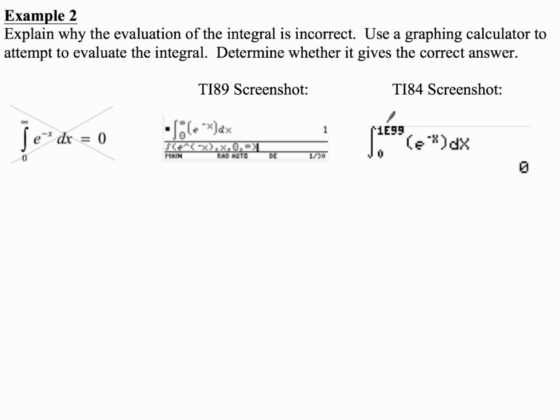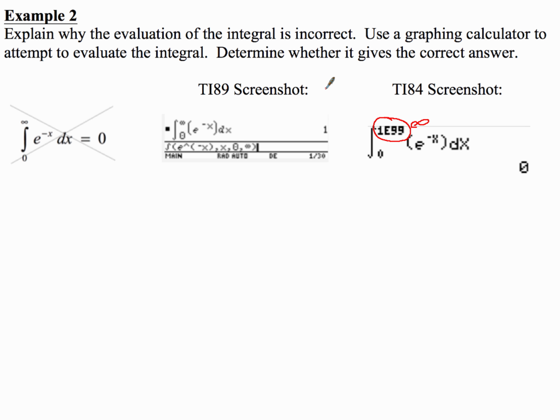But just going over this piece real quickly, here's a way on the TI-84 to write infinity, because there is no infinity button on the TI-84. To get around that, you can use scientific notation. So this really means 1 times 10 to the 99th power, which is some huge number, which is close enough to infinity for our purposes.